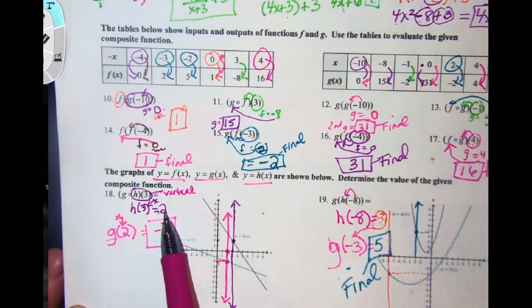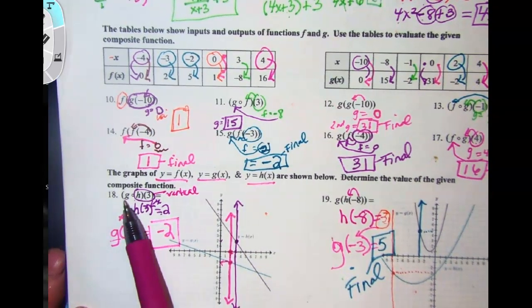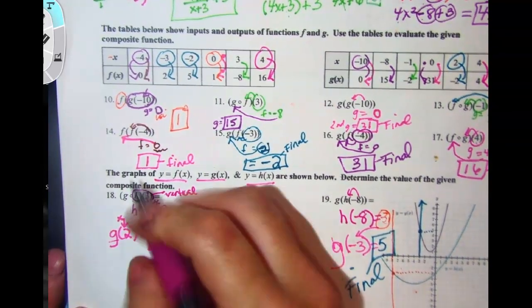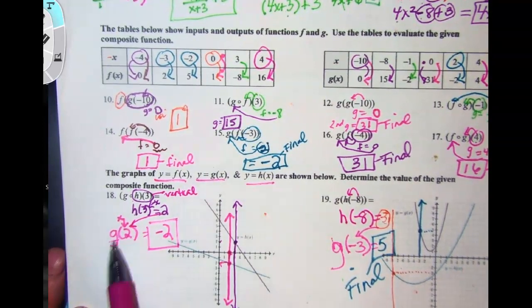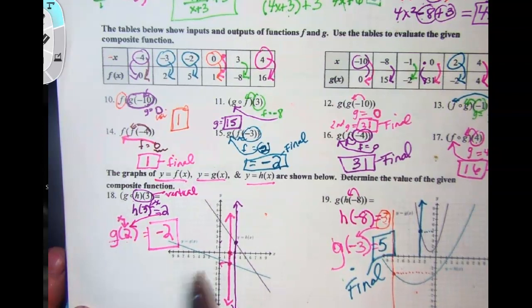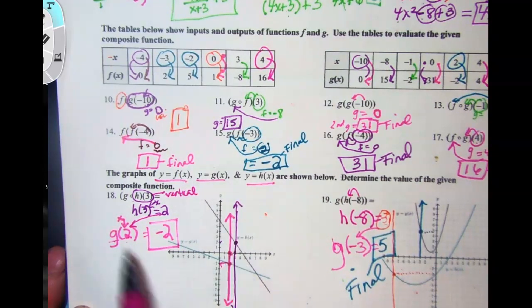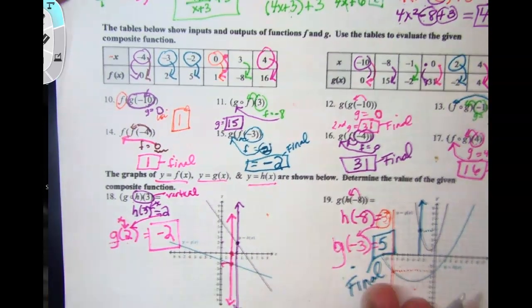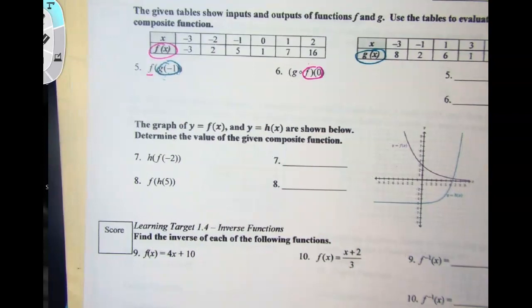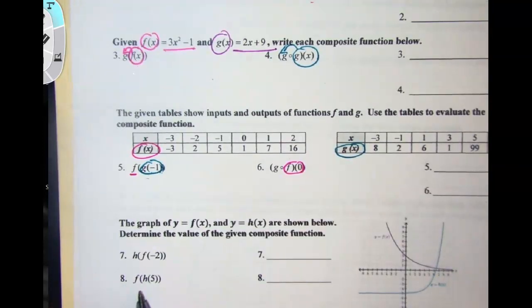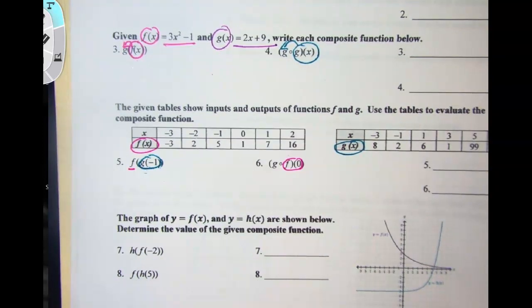And then I still have to go to g, my outer one, but now I'm pretending my g of x, I use my new number, and I plug that in. And again, I just go on the x-axis, I draw my vertical line, and then because it's the g, I have to look at the g graph, and I just follow it across to see where it hits. Okay, so that's what you're going to do on your quiz for 7 and 8. It's the same thing as on your review.